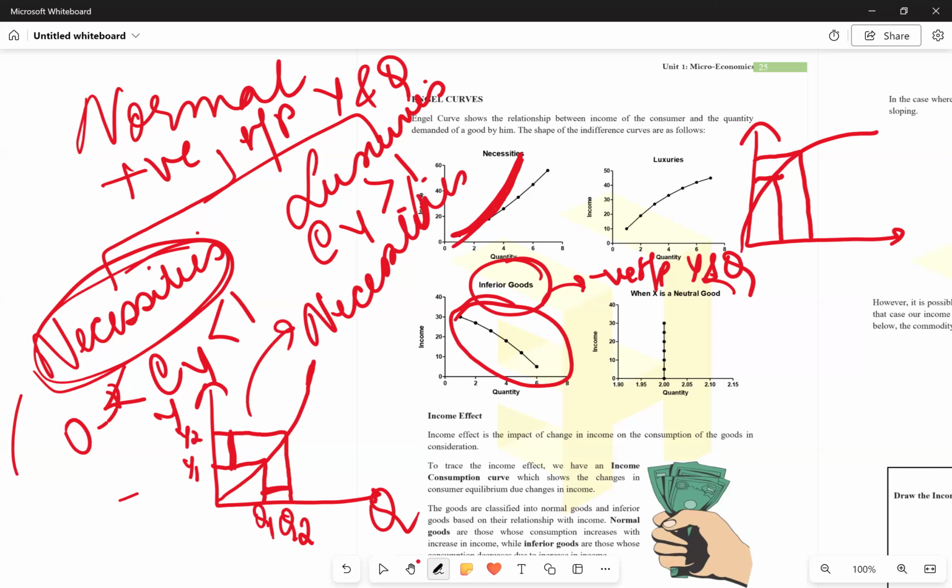And for a neutral good, which means that it is not affected by the level of income, your Engel curve is a straight vertical line. An example is medicines. If your income increases, you don't start consuming more tablets. That is not the case. You will consume the same number of tablets irrespective of the income level which you have. So this is your Engel curves.